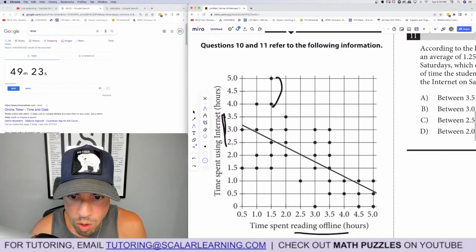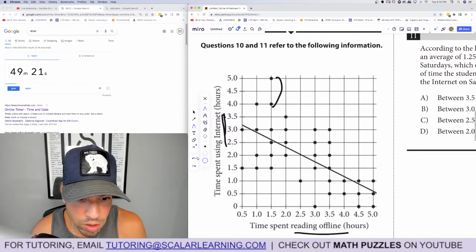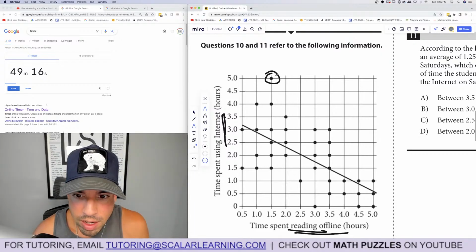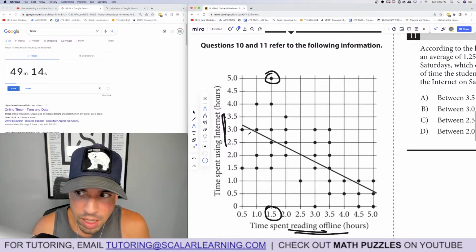And look, it's more than 2 hours away. So we're talking about this student, and they asked, how much time did this student spend reading? Now, it's 1.5, right? That's where it's lined up.